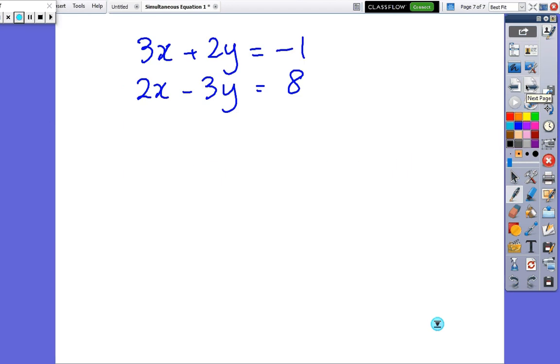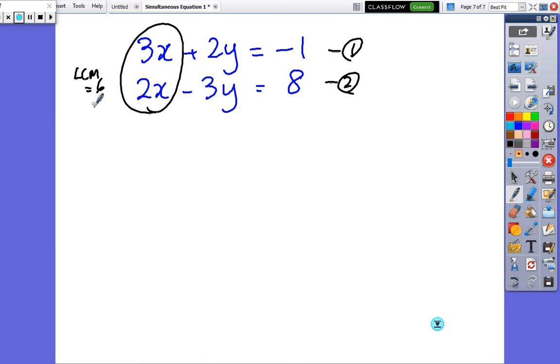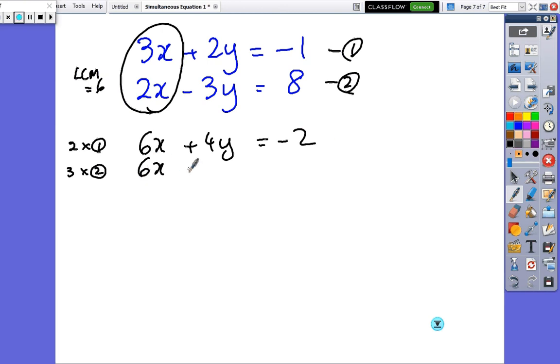I'm not going to do the whole thing. If you called that equation 1 and equation 2, if I chose x to eliminate, then the lowest common multiple was 6. So I'd have to double equation 1 and triple equation 2 and have 6x plus 4y equals minus 2, and 6x minus 9y equals 24 over 8. In this particular case, now I've got the same numbers, I have the same sign, so it'll be a subtract.